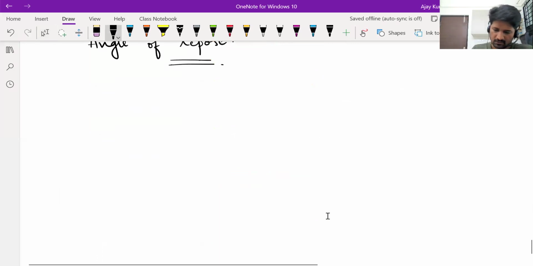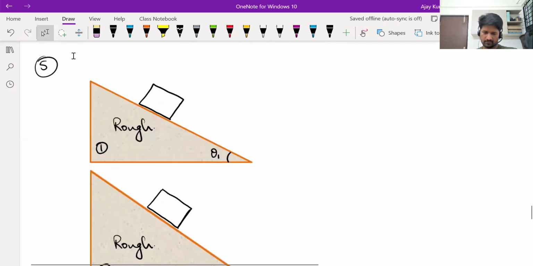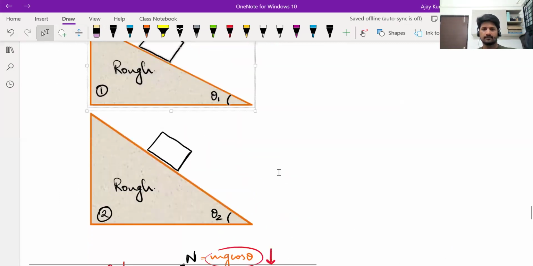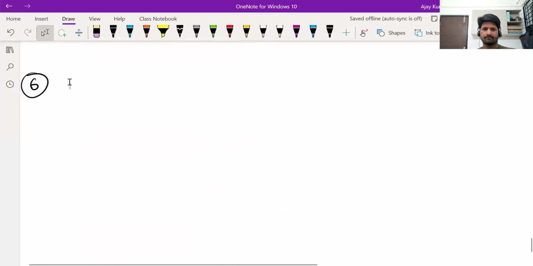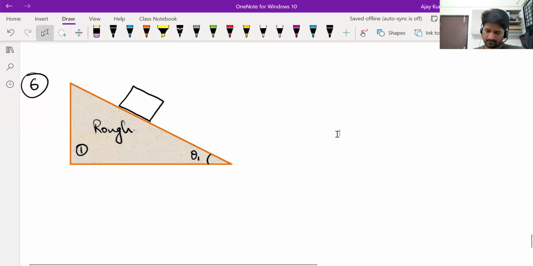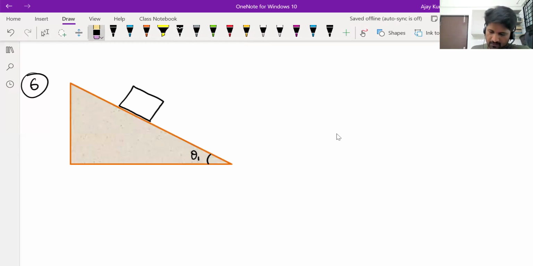Okay, let's quickly solve one problem based on this. Last question for today. Assume coefficient of static friction is given, say 0.5, and this angle is given as 37 degrees. Mass of the block is 2 kg. Tell me, if you keep the block on the inclined surface, will it stay there or will it slide? We are just gently placing it there and leaving. Can it stay there or does it slide?